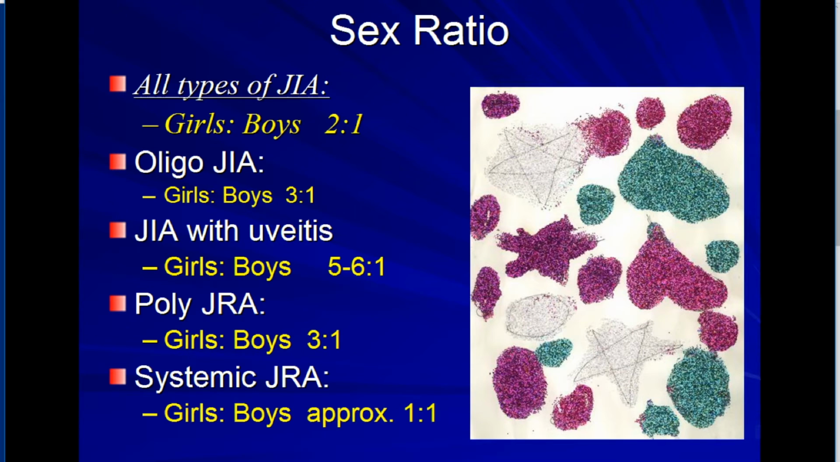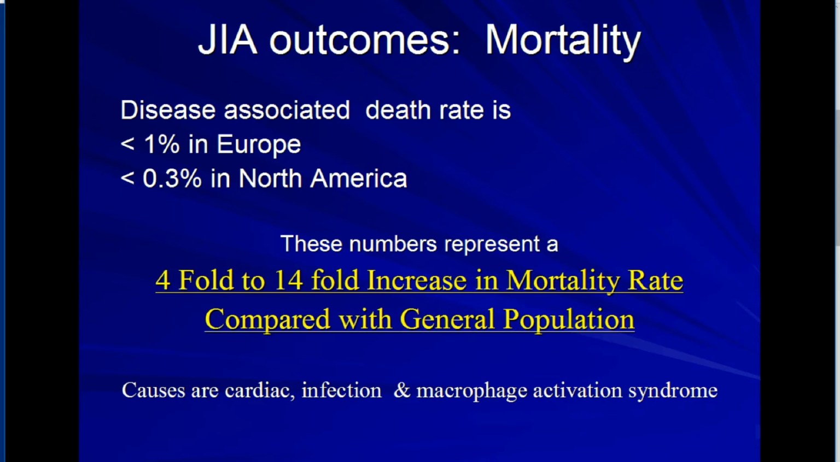So this is one of those conditions that affects girls more frequently than boys for almost all of the subtypes except for systemic JRA. So oligo 3 to 1, JIA with uveitis 6 to 1, polyarticular 3 to 1, and the systemic is even. And the systemic one is the one in which the kids look sick. These are the ones in which you really can't differentiate whether they have a septic joint or not. They look sick. They're febrile.